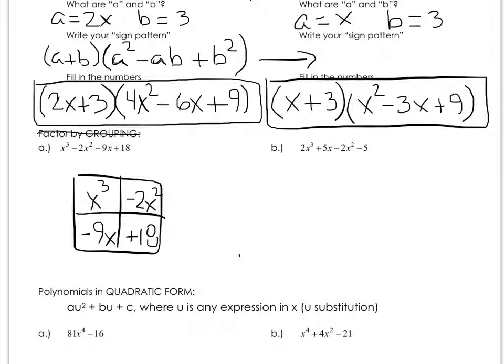So first thing we're going to do is pull out our GCF just like before. So that'll be x squared. So x squared times x is x cubed. X squared times negative 2 is negative 2x squared. X times negative 9 is negative 9x. So my factors are going to be x minus 2 and x squared minus 9.